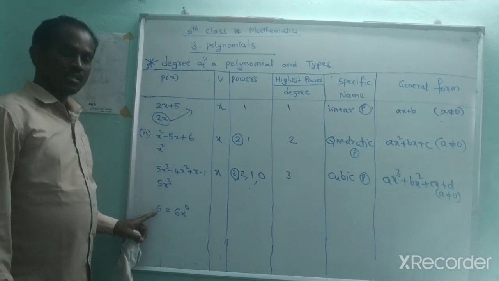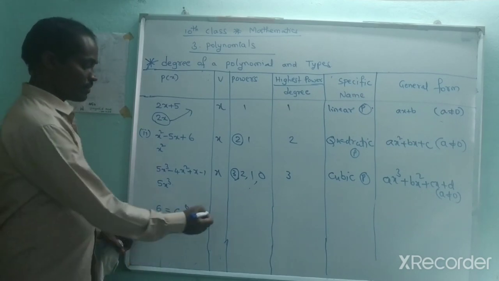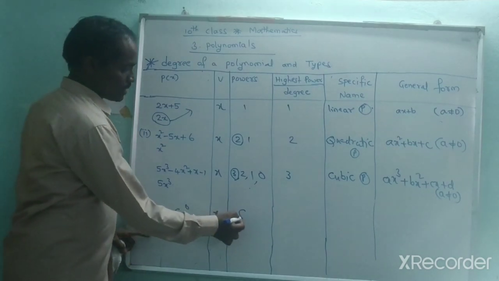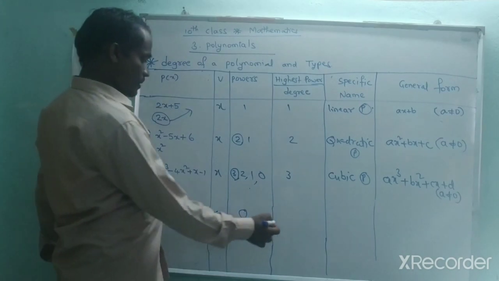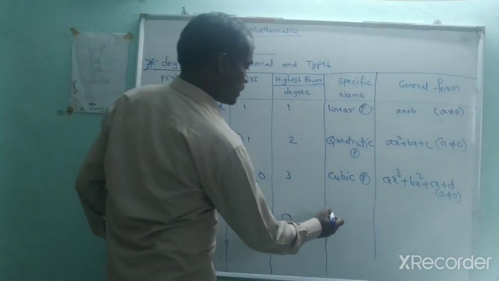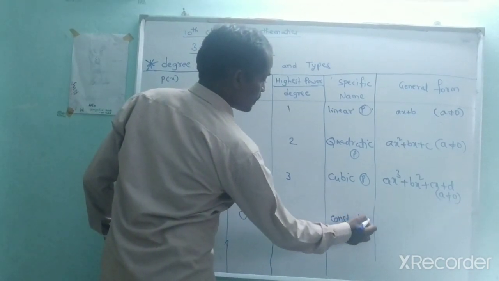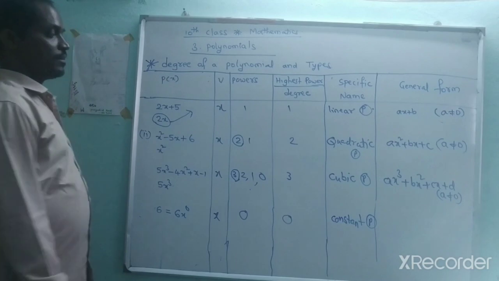Next, 6. We can write it as 6 into x power of 0. The variable is x, the power is only 0. The degree of the polynomial is 0. This is called a constant polynomial.